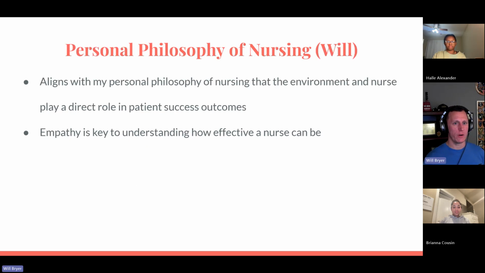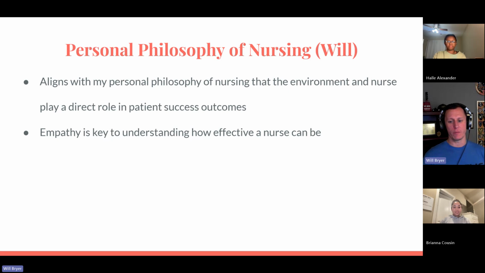My personal philosophy in nursing is a very pragmatic one. I like to be practical with how I empathize and want to help people get through nursing. I empathize with them very heavily, and I really resonate with the way that Florence Nightingale observed all these things and said, "I'm going to do something about that." It aligns with my personal philosophy of nursing that the environment and the nurse play a direct role in patient success outcomes. If we don't put in the work ourselves and we don't make an environment that fosters healing, the healing is much less likely to happen.